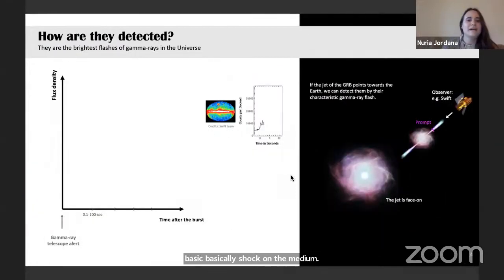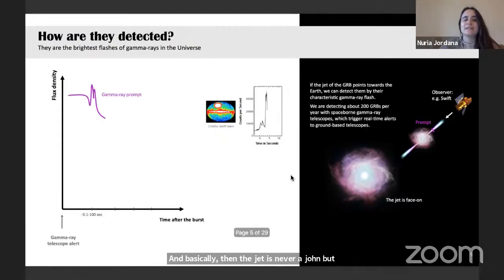They are detected by their bright gamma ray flash, because the jet is also pointing towards the observer. So it's pointing towards the gamma ray satellites, such as SWIFT. Basically, the jet is never edge on, but face on. Currently we are detecting about 200 GRBs per year. And the nice thing with these gamma ray satellites is that they trigger real-time alerts.